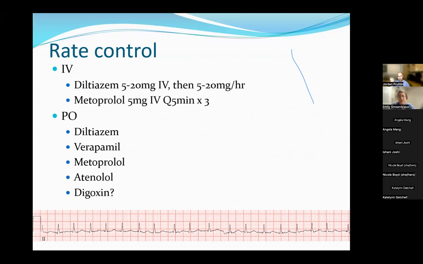You can give a few boluses of metoprolol IV if you want, but that's not going to last forever. That's just sort of a bridge. Or you might say, hey, look, let's just manage them with PO, either diltiazem or verapamil, metoprolol, atenolol. There's really not much of a role for digoxin, especially because it takes several days to kick in. And it probably doesn't work super well, and it may be toxic in certain people. So if you feel like you need to do something for rate control, diltiazem IV is going to be the main thing that you're going to go to.